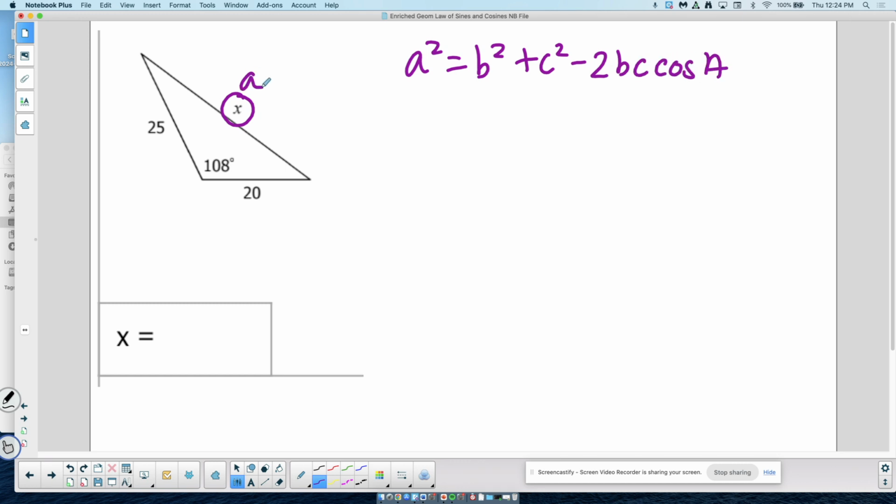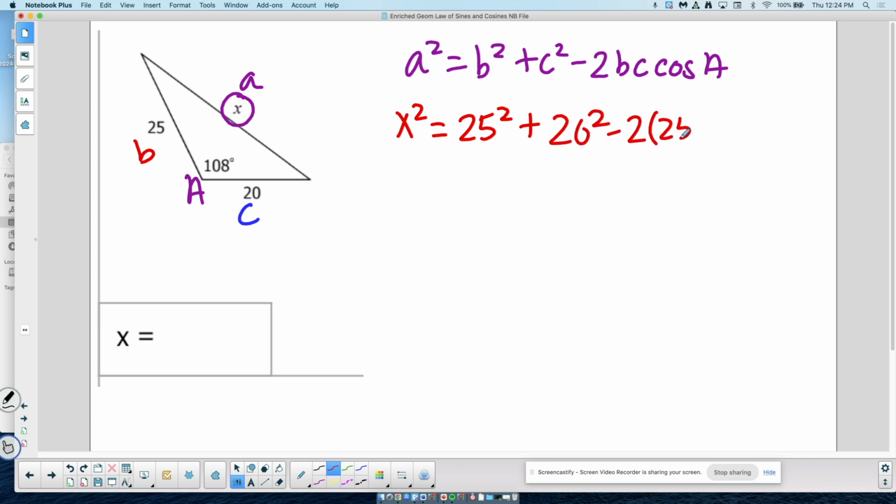Here's little a, here's my angle A. It doesn't matter what B and C are, as long as one of them's each, we're good to go. Now we'll plug in. A we labeled as x, so x squared. B was 25 squared, C is 20 squared, minus 2 times 25 times 20, cosine of our angle 108.